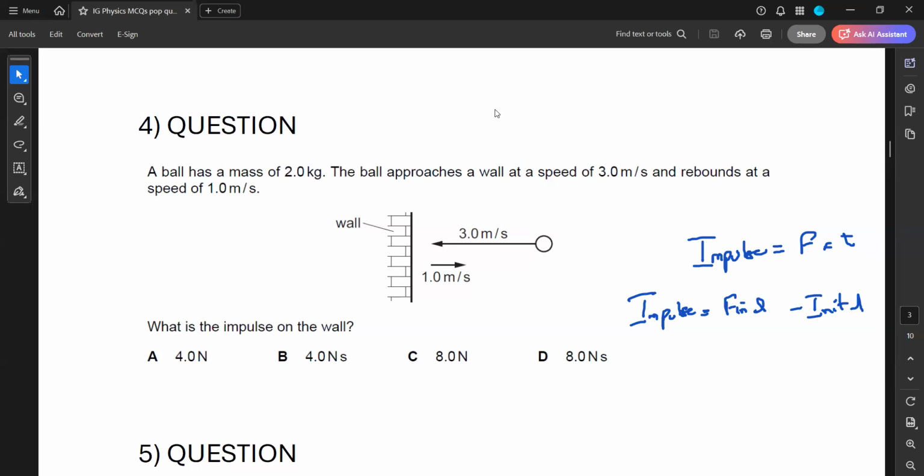So in this case, the direction has changed. So when the direction changed, how to work out the impulse? In that case, it will be final plus initial, like you add them. Or even if you use the formula that impulse is the difference between the final and the initial momentums, if the direction changes, we add the two momentum to get the impulse.